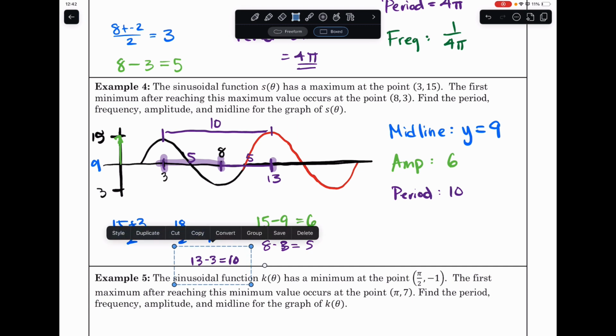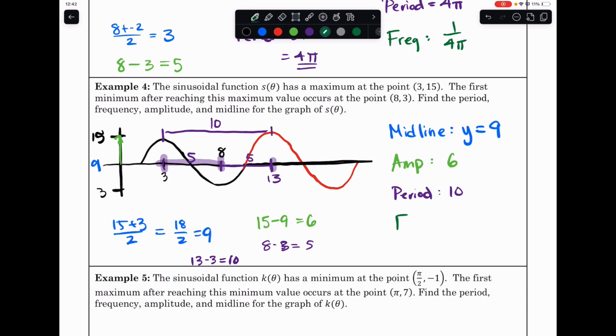Move this out of the way. Our frequency is 1 over 10, which means that we will have one cycle every 10 units along the x-axis. So from 3 to 13, you see we have one cycle of the cosine function, and from 13 to 23, we'll have another cycle of the cosine function. Okay.